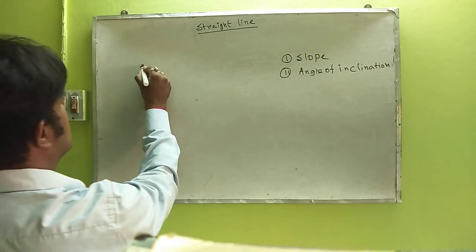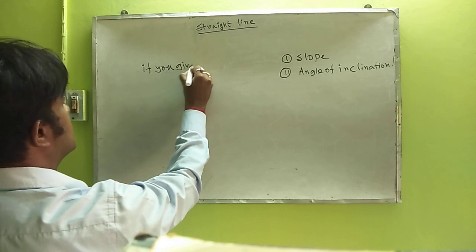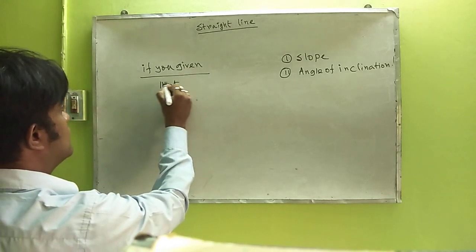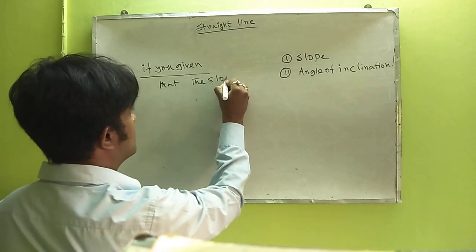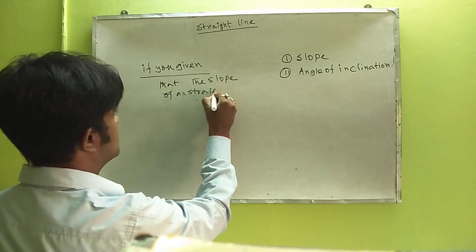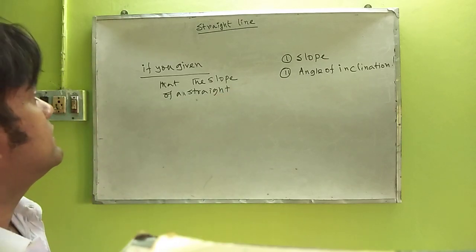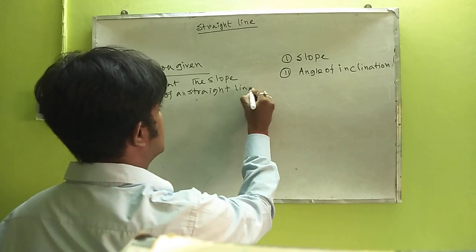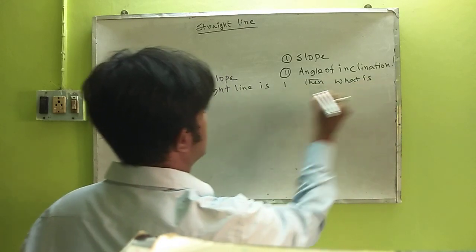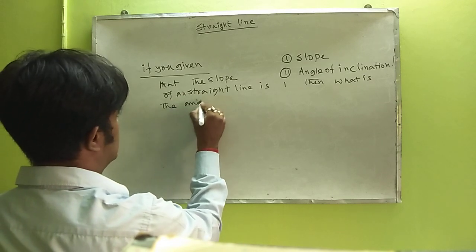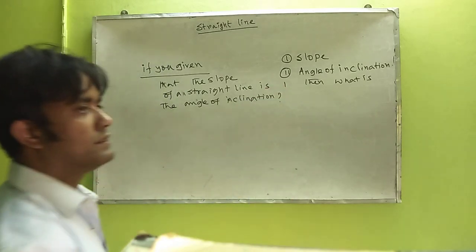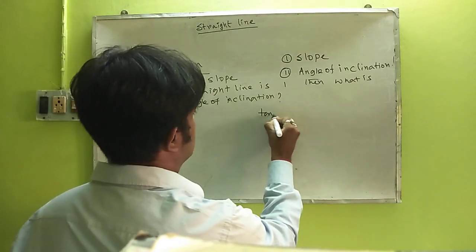Suppose you are given that the slope of a straight line is 1, then what is the angle of inclination? What is the angle of inclination? Your answer will be tan theta is equal to 1.